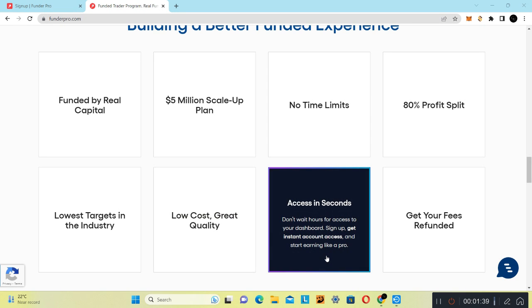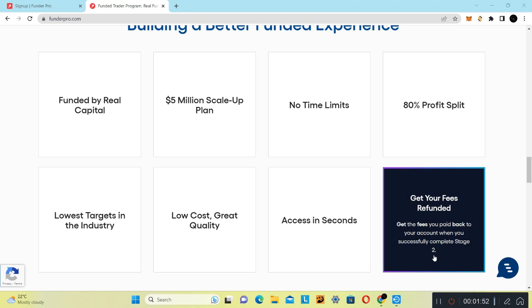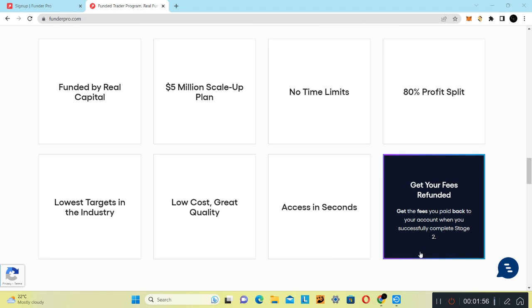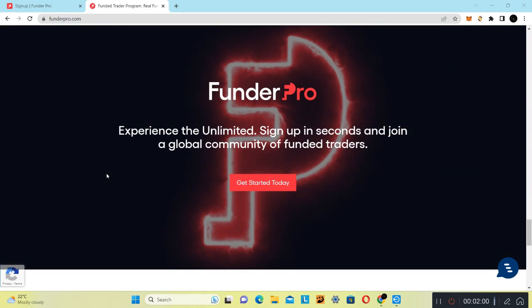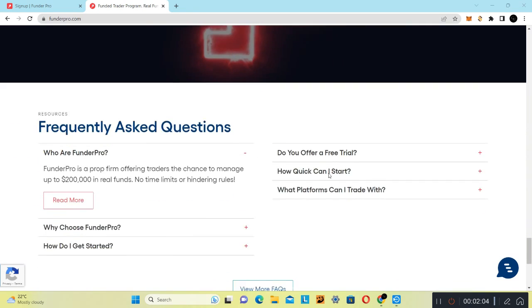Access in seconds, as I told you how you can sign up on the main platform of the FunderPro. So don't wait hours for access to your dashboard. Sign up, get instant account access, and start earning like a pro. Get your fees refunded. Get the fees you paid back to your account when you successfully complete stage 2. So something more, experience the unlimited, sign up in seconds and join a global community of funded traders.